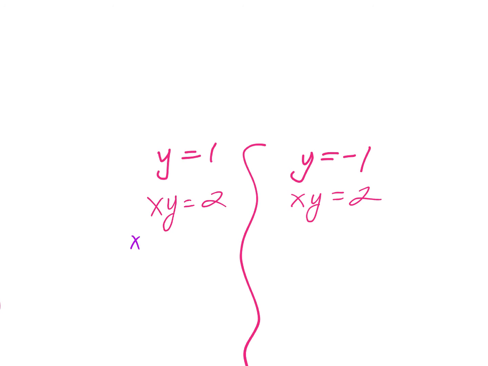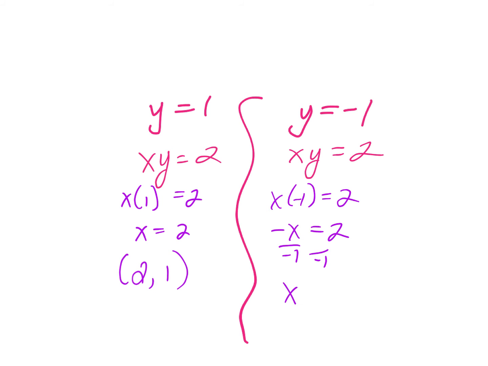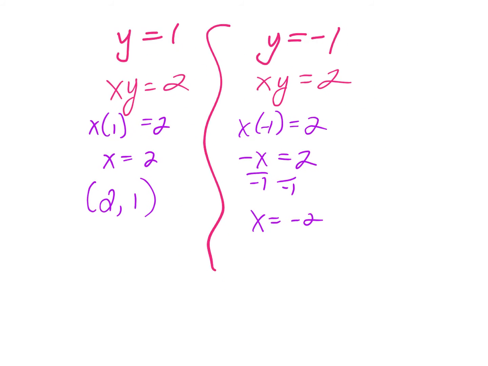Correct. Like here I have x times 1 equals 2. So x equals 2. That means my x value is 2. My y value is 1. Over here I'm plugging in negative 1. So x times negative 1 equals 2. Well, that's negative x equals 2. So divide both by negative 1, and x equals negative 2. So here this answer is negative 2, negative 1.